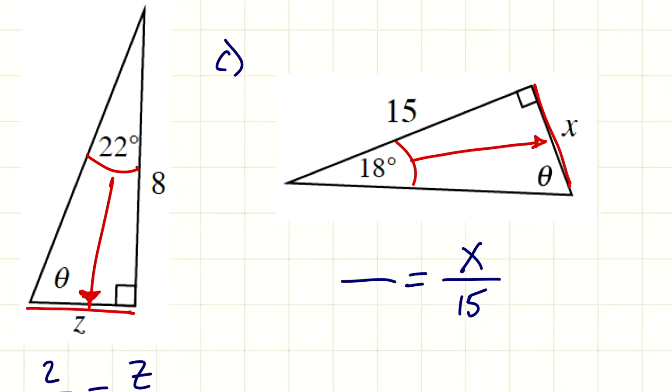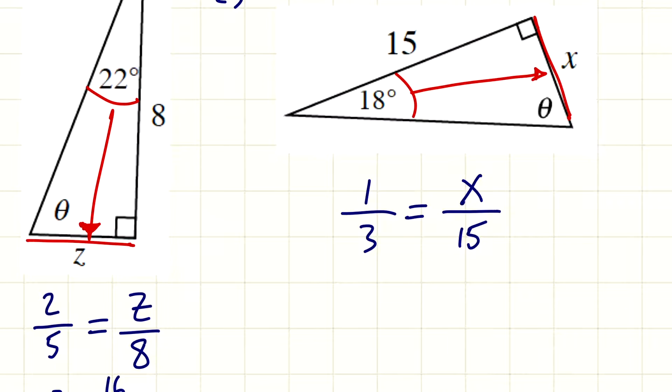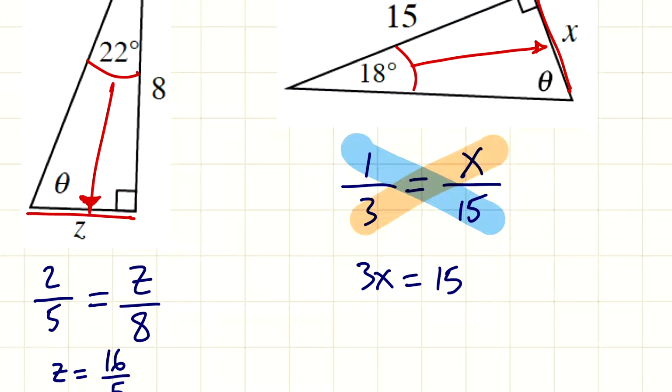And so if I look up 18 degrees in the trig table, I believe that one was 1 over 3. So that is something that we could solve. That would be 3x equals 15. Cross multiplying, in case you don't remember, all we're doing is cross multiplying on these to solve. And so we divide both sides by 3, and then x is equal to 5.